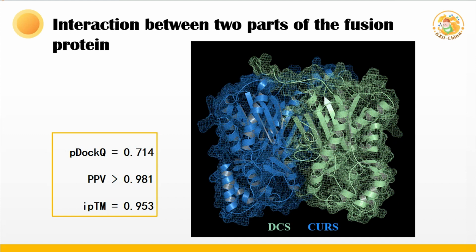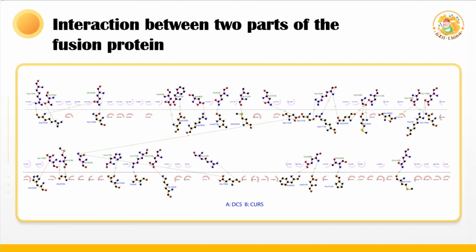Therefore, it is speculated that there is interaction between the 2 protein monomers used to construct the fusion protein. The study further analyzed and visualized the interaction between DCS and the CURS, and the results showed that there were a large number of hydrogen bonds between residues on the interaction surface of the 2 proteins, and some residues also formed salt bridges.